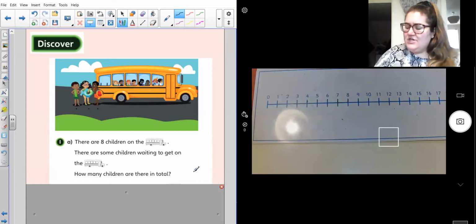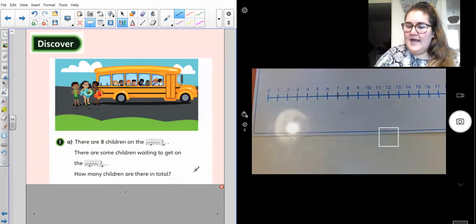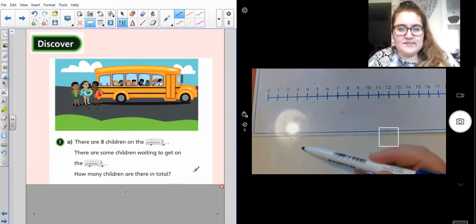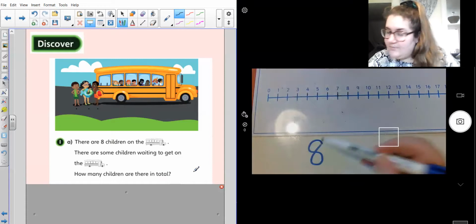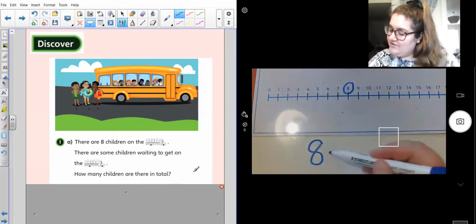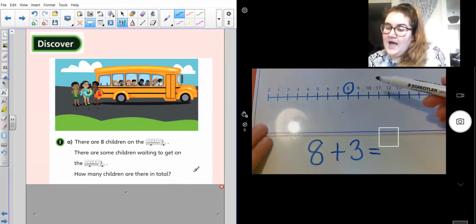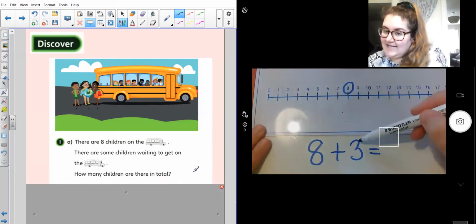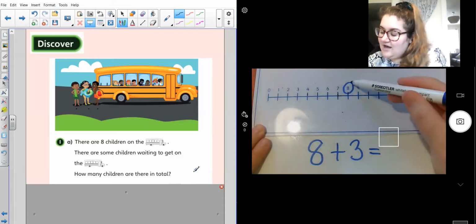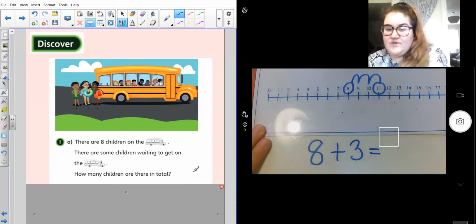So I'm just going to use my manipulatives here to help me. I'm going to use my number line and I'm going to write it as a number sentence. So we had 8 on the bus. Okay, so I'm going to start at my first part and 3 children were waiting to get on. So I am adding 3 more. So I'm going to start at my first part and add the second part. Can you tell me when to start? 1, 2, 3. Well done if you said stop, because I was adding 3 more.